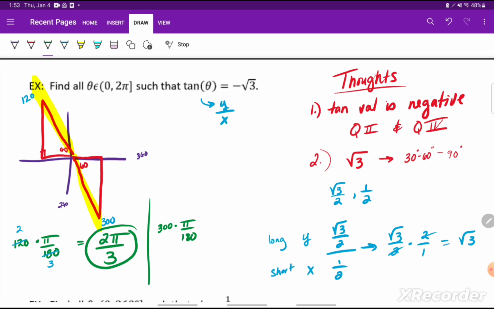(300) and 180 are both divisible by 60. 60 goes in 5 times, goes in 3 times. We get our second answer here of 5 pi over 3. Let's try another.